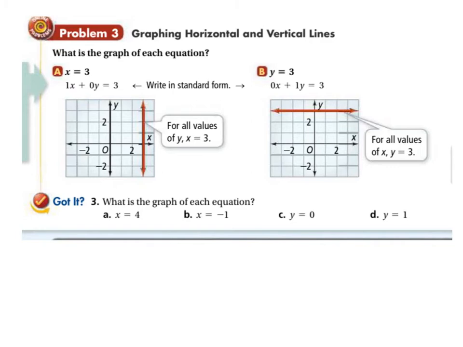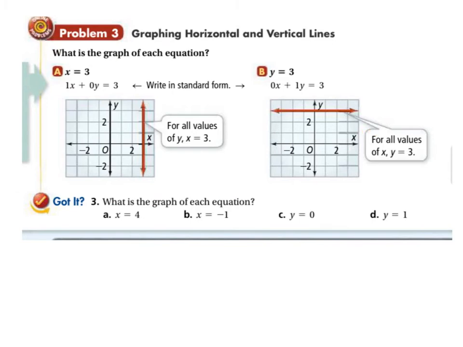So, graph the next one here. You might want to pause here and do that real quick. So x is 4. Make sure we pay attention. That's going to be a vertical line at 4. X equals negative 1 is going to be a vertical line at negative 1. Y is 0 is technically going to be the x-axis, right? And y is 1 is going to be a horizontal line at 1, going like this.